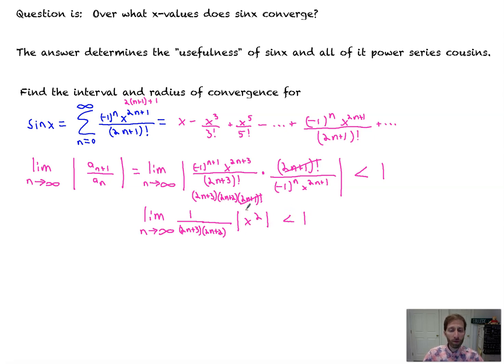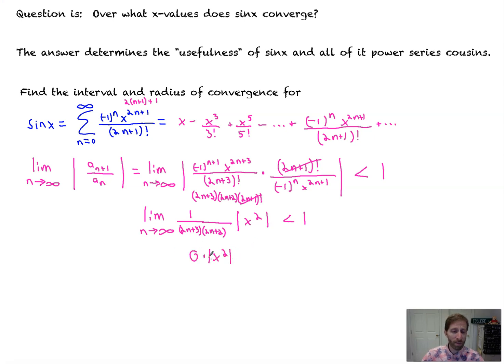Now, before we figure out the x values that will make that less than 1, what's the limit as n goes to infinity of this? Now keep in mind the limit only applies to the n terms, not to x. We're not taking the limit as x goes to infinity. So the limit as n goes to infinity of this, well, that's 1 over infinity. That goes to 0.